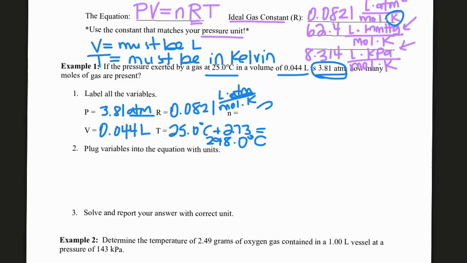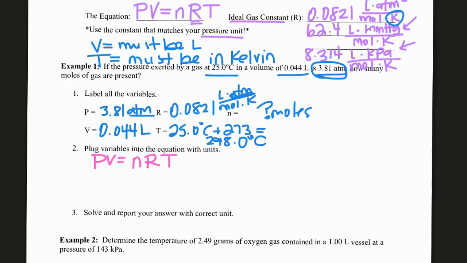And then we're looking for moles in this case. So that's the N. That's what we don't have. So really all we're doing is plugging in and solving. I prefer to solve my equation before I plug in, but you can plug your numbers in and then solve either way. But I'm going to show you how I would do it with plugging in my information, what I want. So I have PV equals nRT.